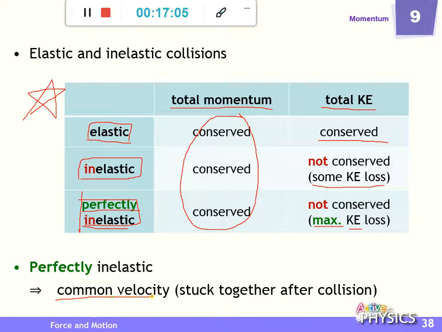Okay. Now here, if this one is perfectly inelastic, then what will happen? Usually they stick together after the collision, with a common velocity. In this case, the kinetic energy loss will be the maximum one. Okay, once again remember it. In the perfectly inelastic case, usually they will stick together and have a common velocity.